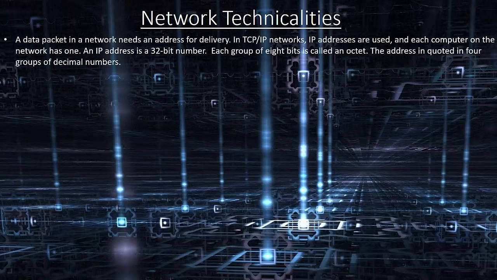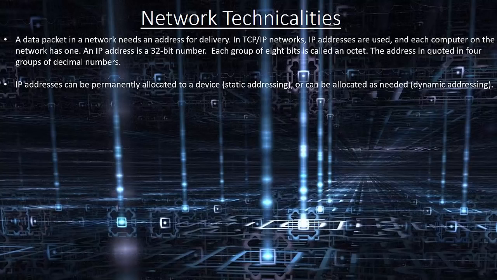A data packet in a network needs an address for delivery. In TCP/IP networks, IP addresses are used, and each computer in the network has one. An IP address is a 32-bit number. Each group of 8 bits is called an octet. The address is quoted in 4 groups of decimal numbers. IP addresses can be permanently allocated to a device, static addressing, or can be allocated as needed, dynamic addressing.